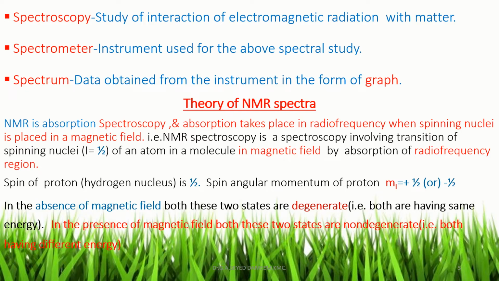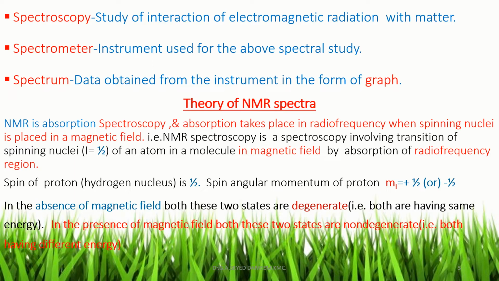Spin of a proton, the hydrogen nucleus. The hydrogen nucleus is otherwise called a proton because the nucleus contains only a proton. So it is simply called a proton. And the spin of a proton is equal to half, just like an electron. The proton also has spin, that is, the spin of the proton is half, and the spin angular momentum of the proton, the mI value, is plus half or minus half.